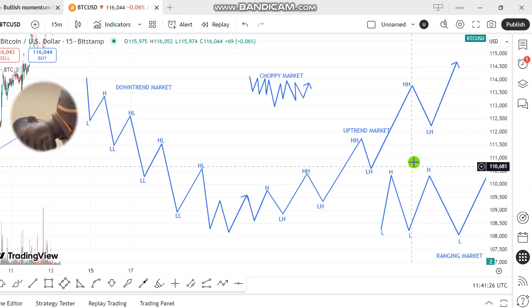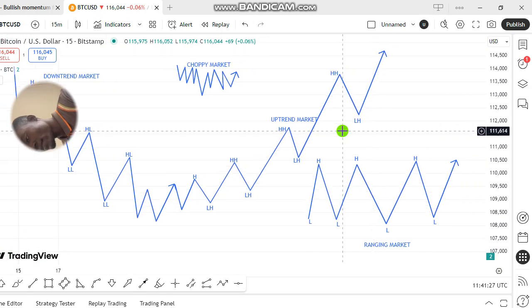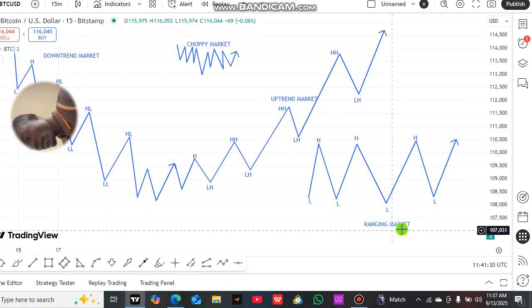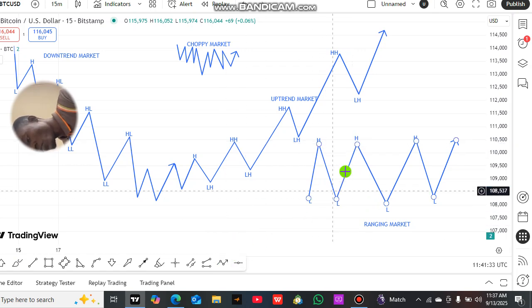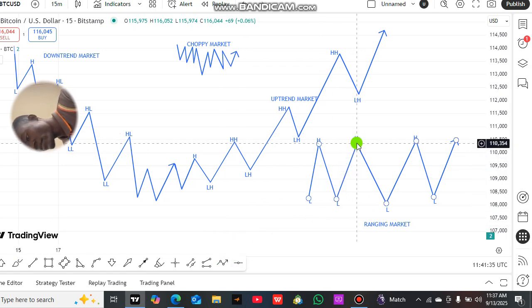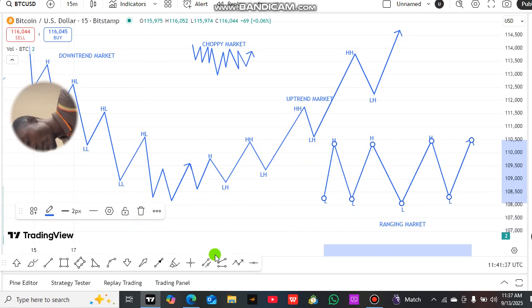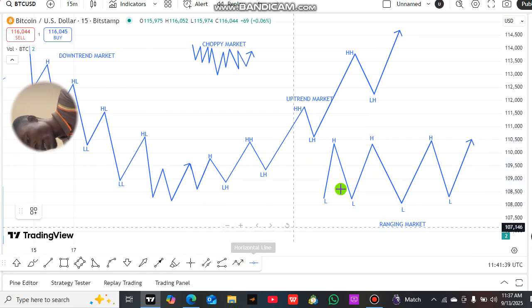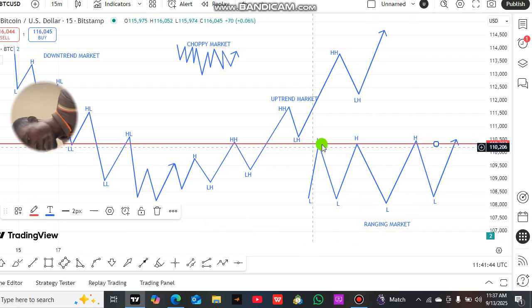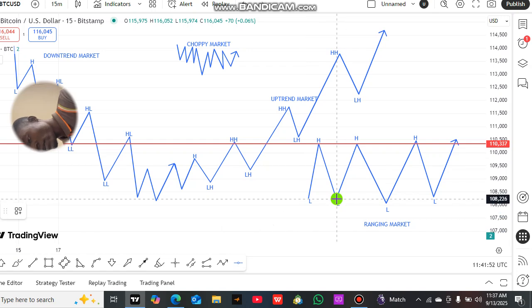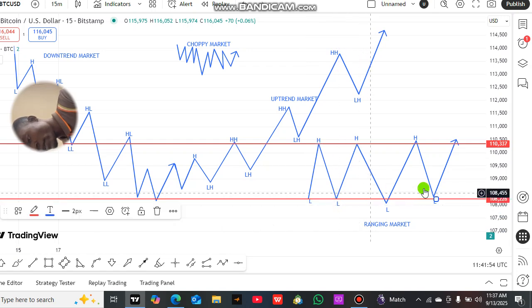Now the next type of market structure I want you to understand and also know is a ranging market. A ranging market is when the market moves in between a well-defined resistance and a well-defined support zone. So this is a resistance area that the market has been moving in between, and then this is a support area.